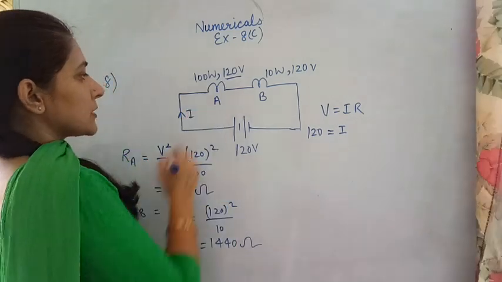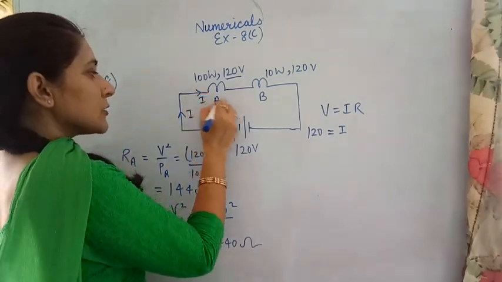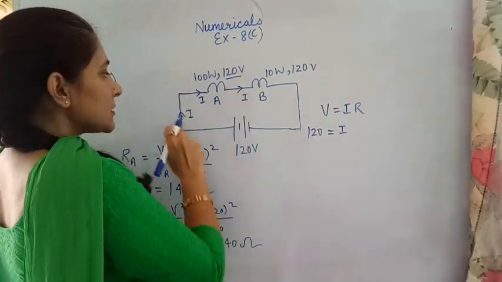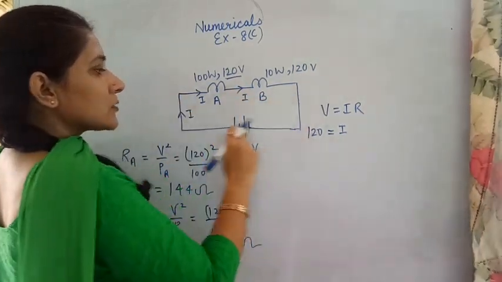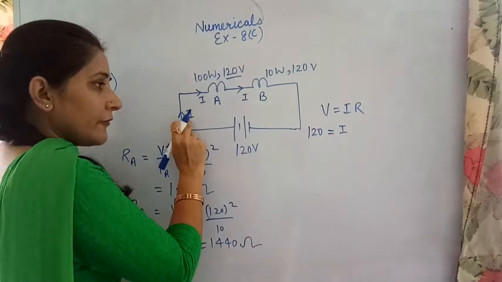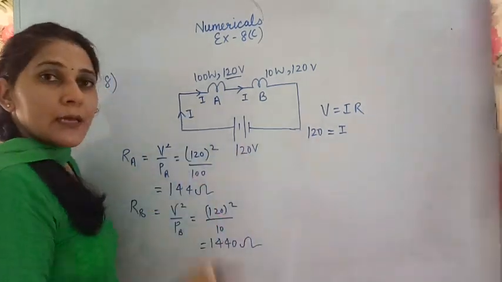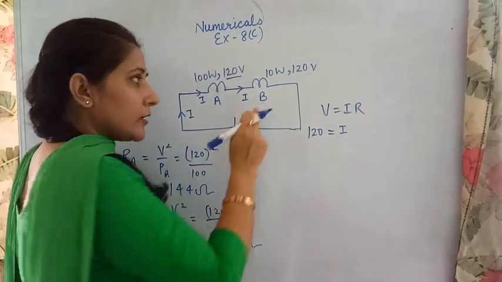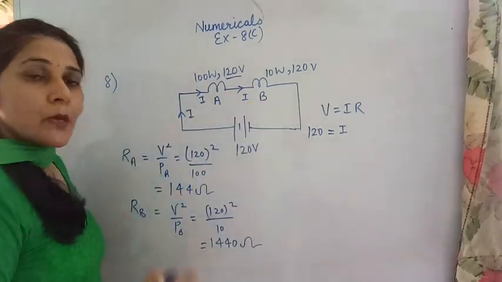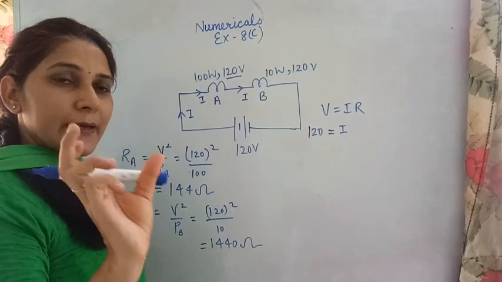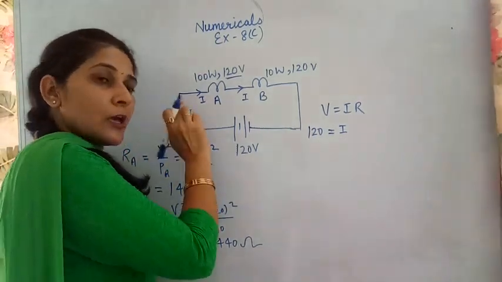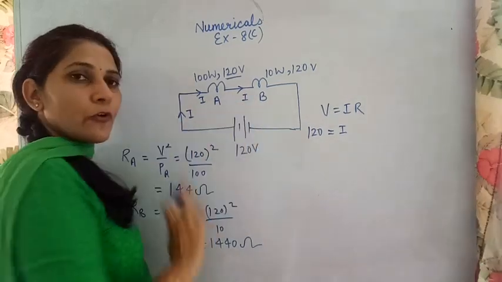current I flows through this, so I current flows through this bulb A and the same current I flows through bulb B, because the current is getting one single path to flow. So whatever value of I we are able to calculate from here, that is the current flowing through this bulb A, that same is the current which is flowing through bulb B, because both the bulbs are connected in series. So whatever current is going in your circuit, that same current will flow in A and B.